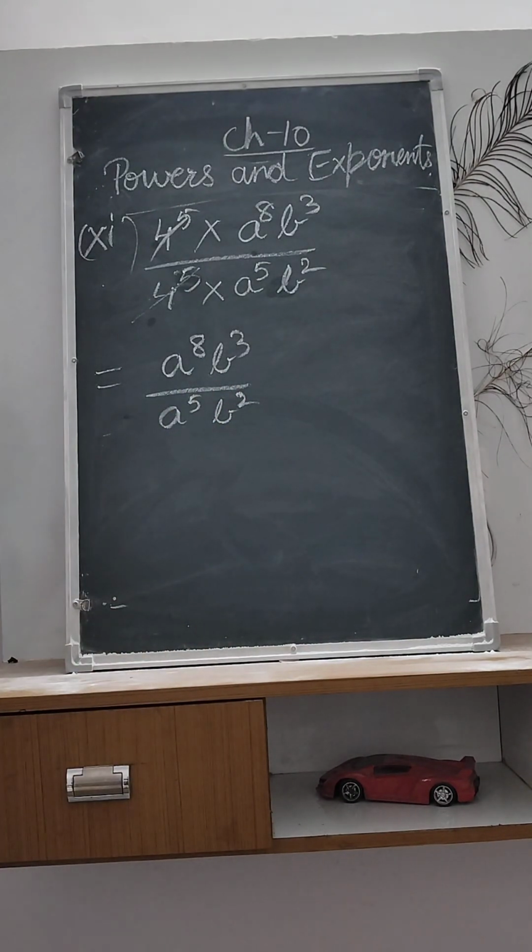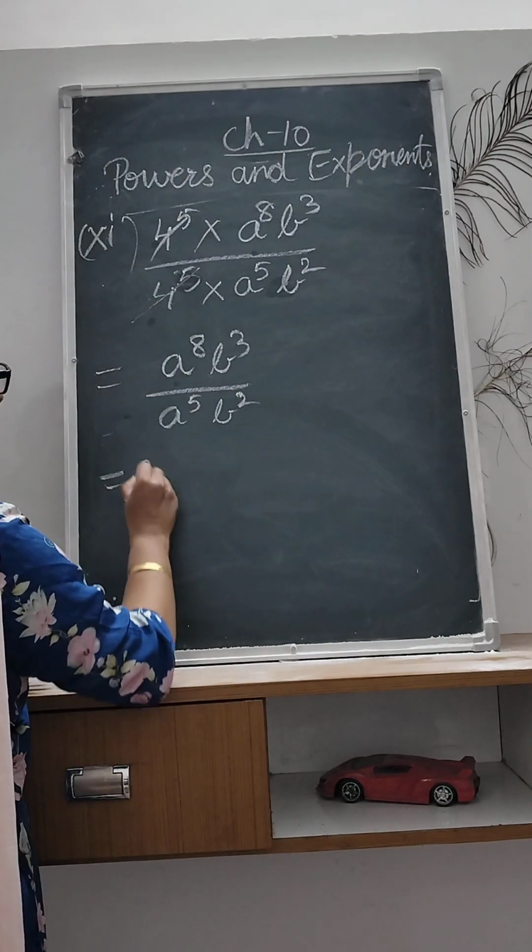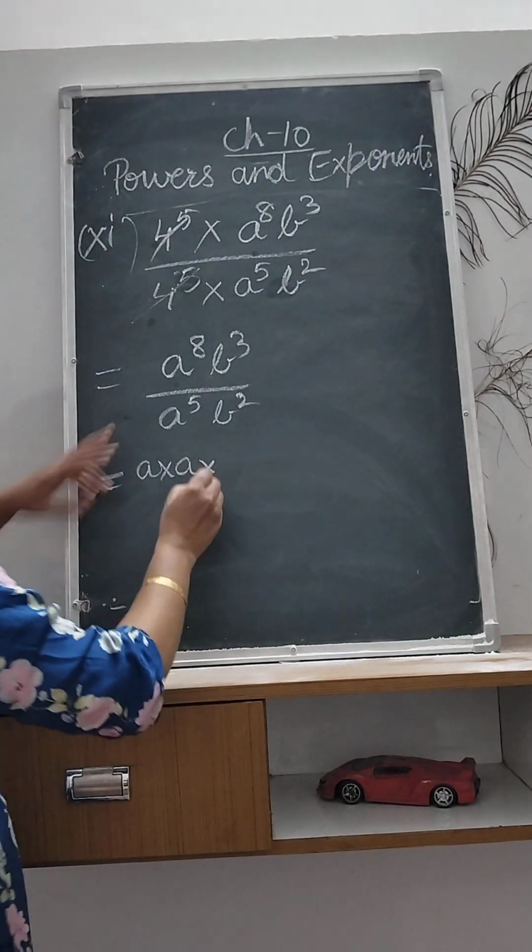I will tell you in both ways. There are two ways for solving. Let us firstly solve in the simple way. So a is coming how many times? 8 times. So let us write a 8 times.